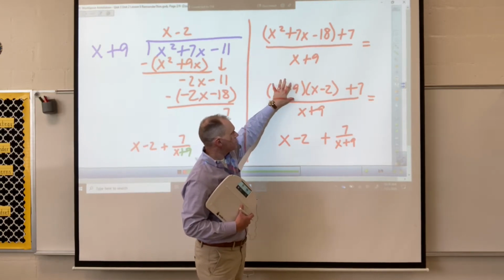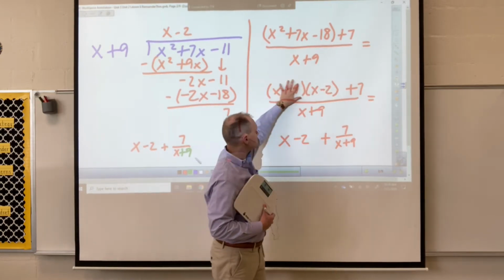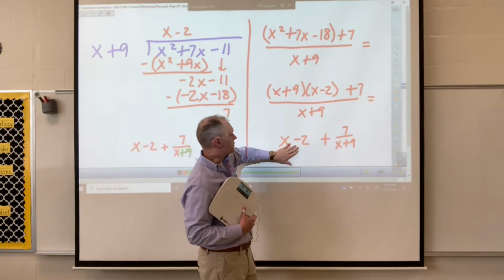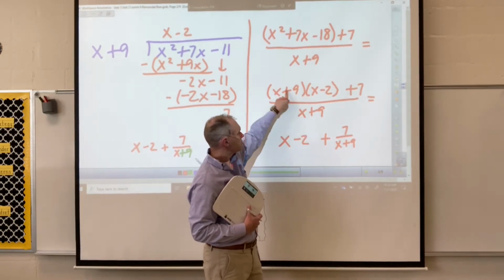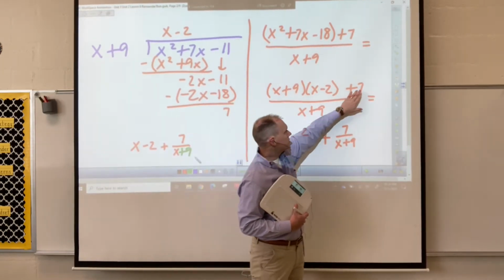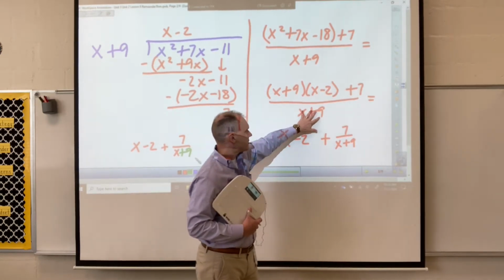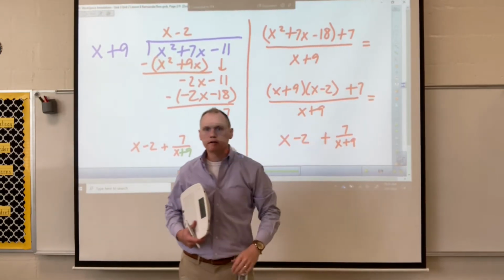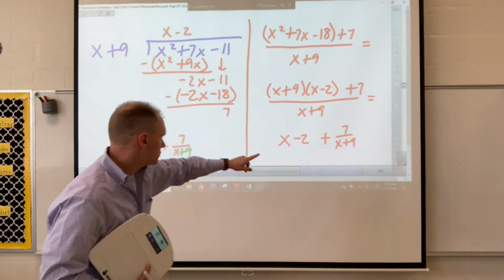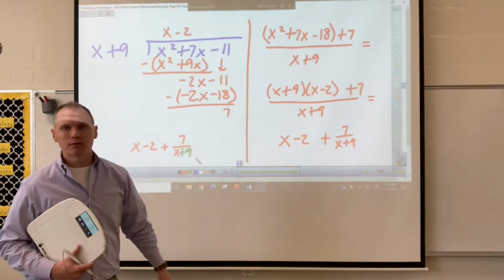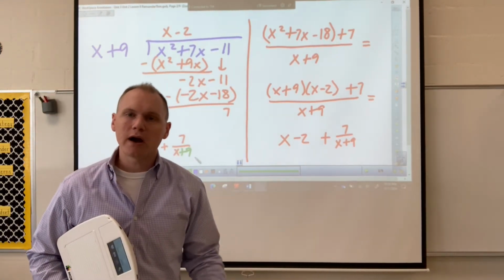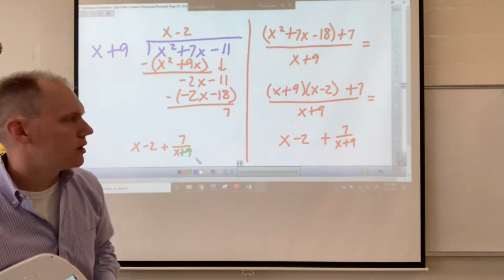So now we have the two pieces. When we take this quadratic divided by x plus 9, we're just left with x minus 2, because these two reduce to 1. And when we divide the plus 7 by x plus 9, that's all we get, that fraction there. As a result, you can see we are left with the same thing in both. So either way you do it, those are the answers there.